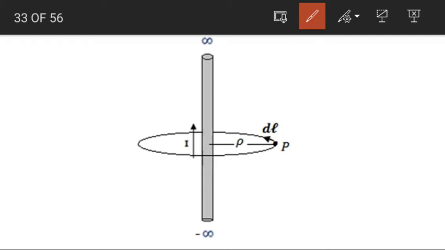We consider a closed path of radius rho around the current carrying conductor. So we consider a closed circular path of radius rho around this current carrying conductor. dl represents the differential length vector along this closed circular path. So let us consider this point P, and let us calculate the magnetic field intensity at this particular point.